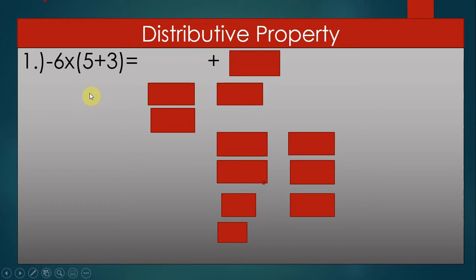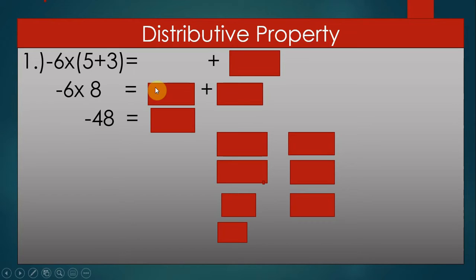We could solve this by applying PEMDAS. P means parentheses. Or we could solve this through distributive property. How are we going to do it? When solving through PEMDAS, we have negative 6. We add up 5 plus 3. The answer is 8. So negative 6 times 8, the answer is negative 48, because when we multiply different signs, the answer is negative.